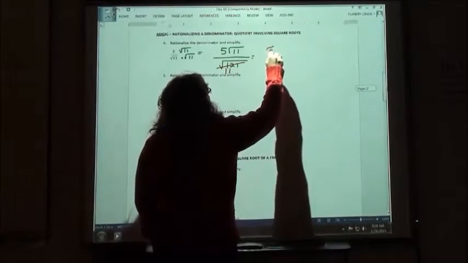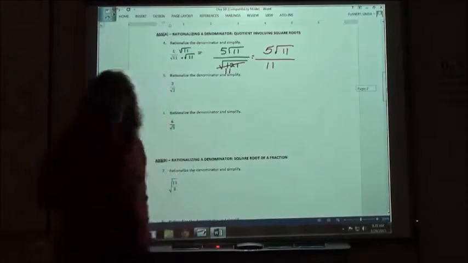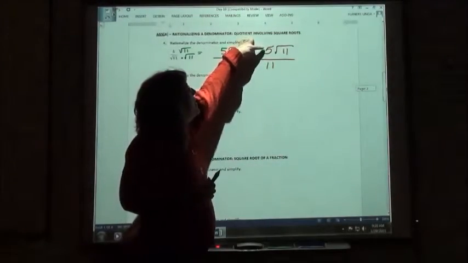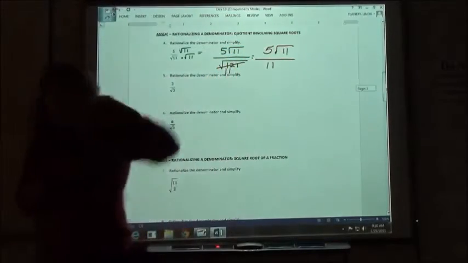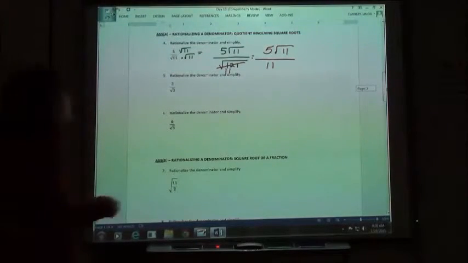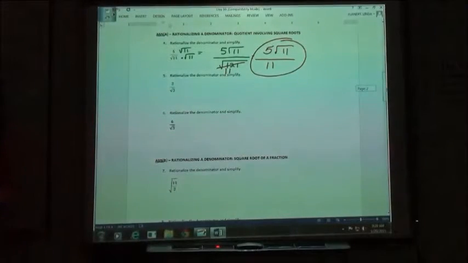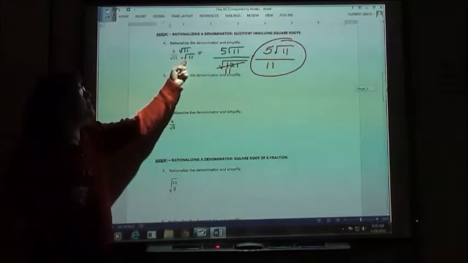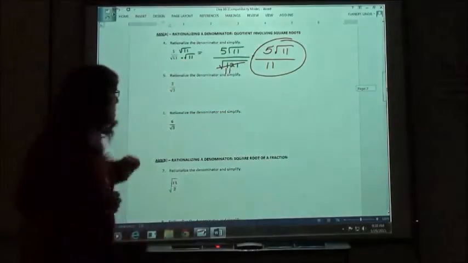So now we have 5 square root of 11 over 11. Now the only way we could simplify it is the front numbers you could reduce. You can't reduce something with a square root and something without a square root. So we can't reduce this one. We're done. This is just going to be my answer then. So the whole thing here is we multiplied by the same thing as the denominator, which made it a perfect square and gave us that number, right?